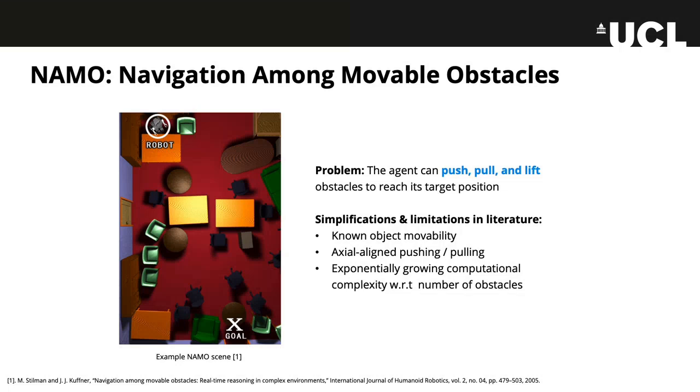Most of the literature has tackled this problem with some form of search-based methods, but with simplifications such as giving the agent prior knowledge about whether an object can be moved or not, constraining obstacle manipulation in an axial aligned fashion, so either in the X or Y direction. Furthermore, the computational complexities of these methods are often exponential with respect to the number of obstacles. In this work, we tried to address the last 2 points using deep reinforcement learning.